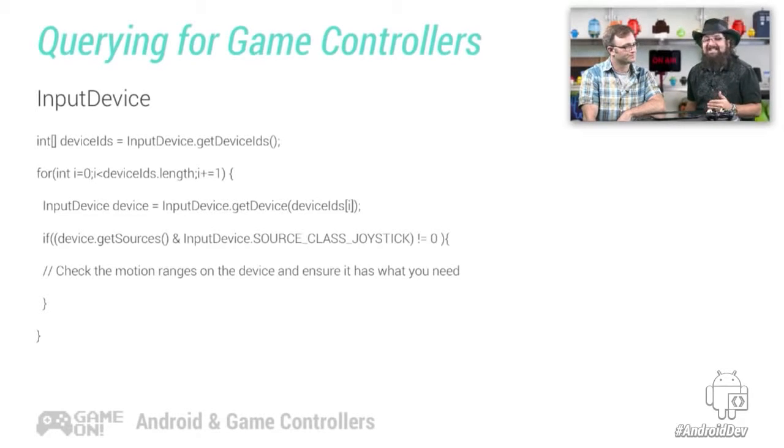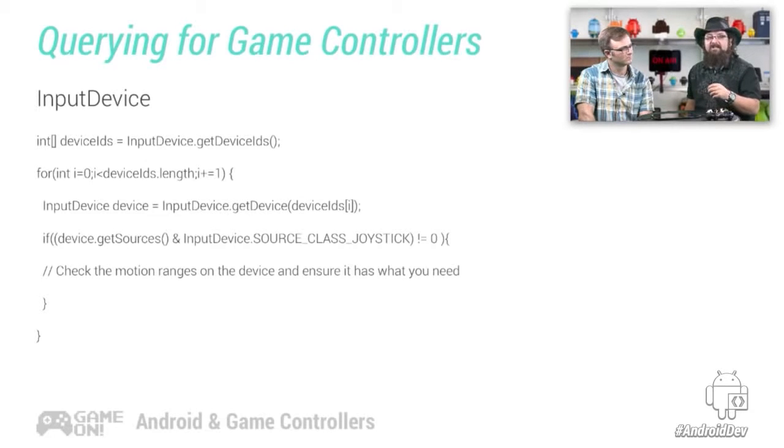What you want to do then is iterate over all those device IDs and request, again from the input device class, get device, passing in the ID that you're currently iterating on. That will give you an input device object, and you can now start to ask that object about itself. The key for detecting game controllers is to use device.getSource.